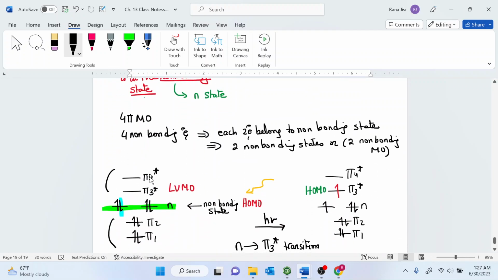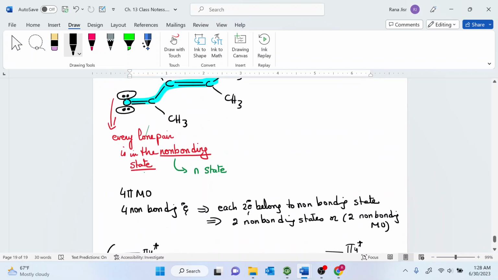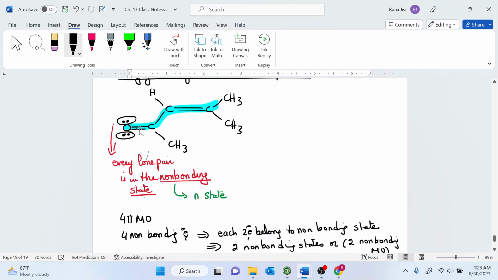You draw your 4 pi molecular orbitals, divide them in half. Now between the 4 pi molecular orbitals, you have a non-bonding state. In this non-bonding state lies the lone pair. This is why we call it a non-bonding state. So this is how we put the electrons of the lone pair. The electrons of the lone pair have nothing to do with the electrons of the double bond. In the double bond here, I have 1, 2, 3, 4 electrons. And then I have another 4 electrons in the non-bonding state, which is the lone pair.